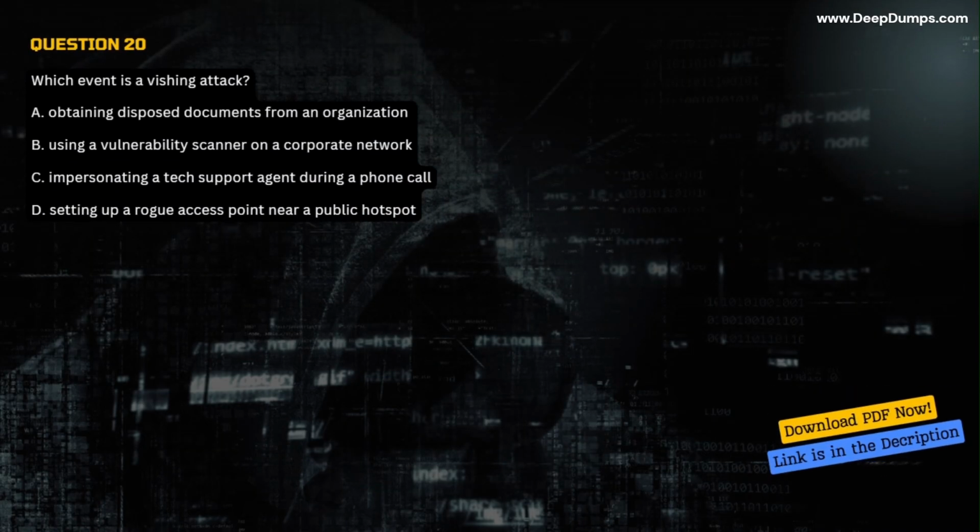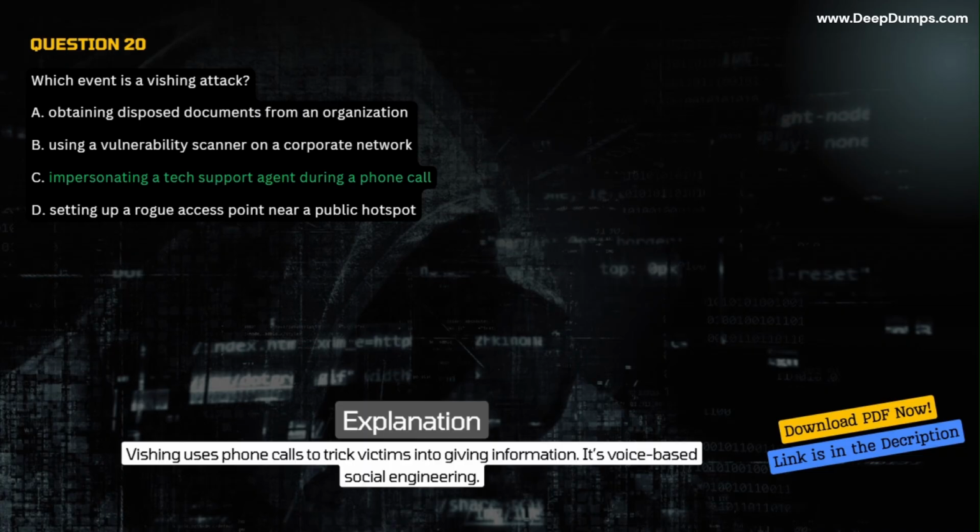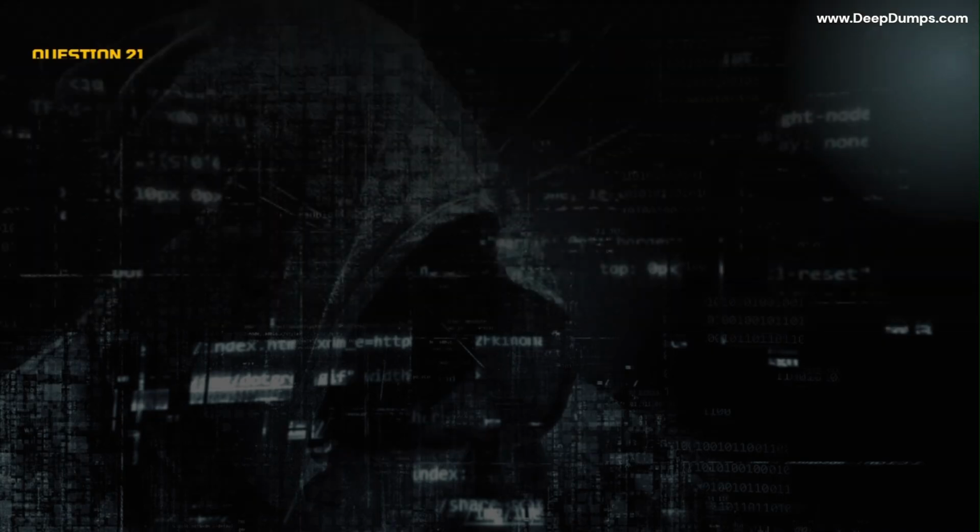Question 20. Which event is a vishing attack? A. Obtaining disposed documents from an organization. B. Using a vulnerability scanner on a corporate network. C. Impersonating a tech support agent during a phone call. D. Setting up a rogue access point near a public hotspot. Correct answer, C. Impersonating a tech support agent during a phone call. Explanation. Vishing uses phone calls to trick victims into giving information. It's voice-based social engineering.